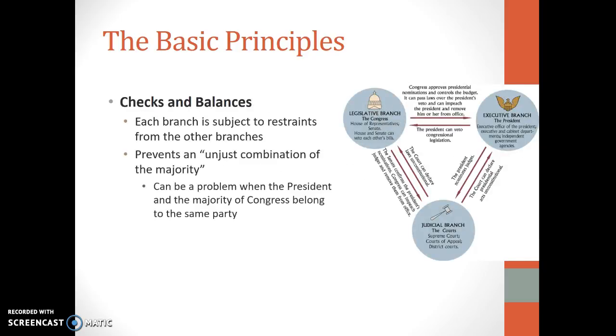Checks and balances. Each branch is subject to restraints from other branches. This prevents an unjust combination of the majority, which is something Federalist 51 said. It can be a problem when the president and the majority of Congress belong to the same party, though, because that can upset the balance that was intended for this. So, for example, there are not enough Democrats right now in the Senate to block a lot of Donald Trump's proposals. So find a specific example of that. I think that's a good area to look into.